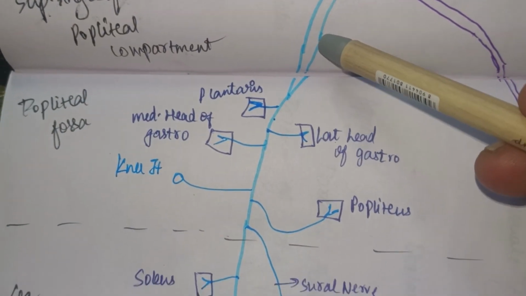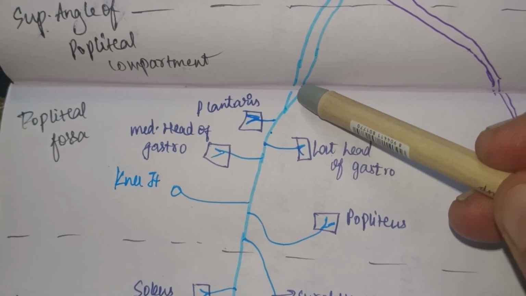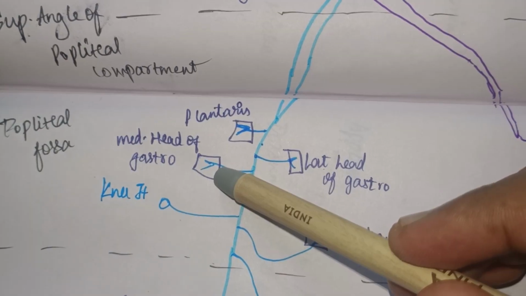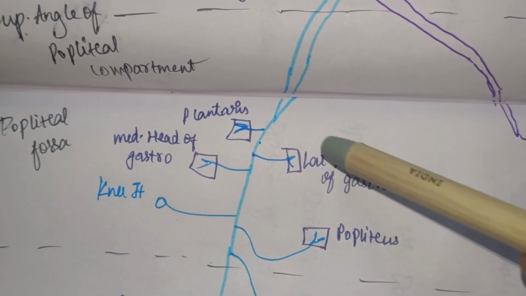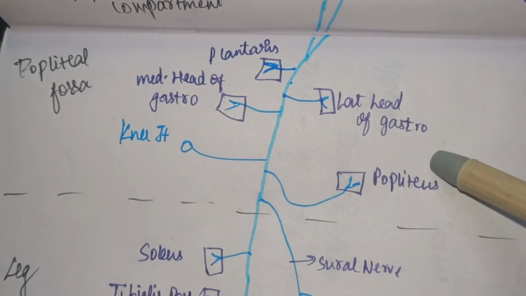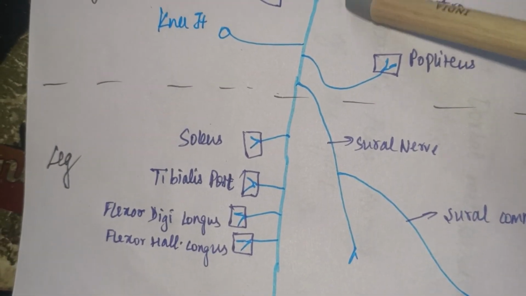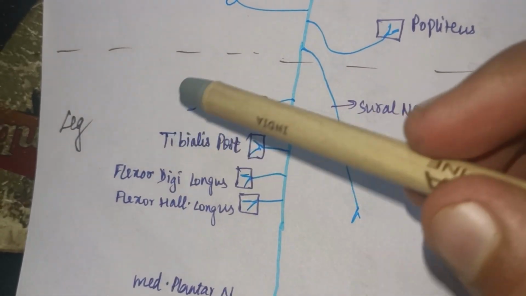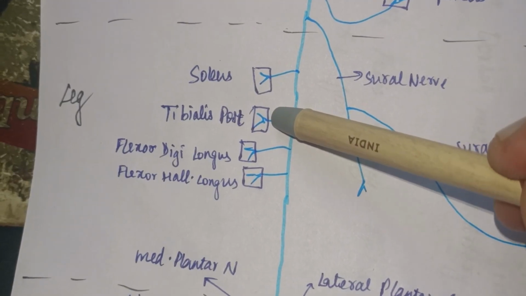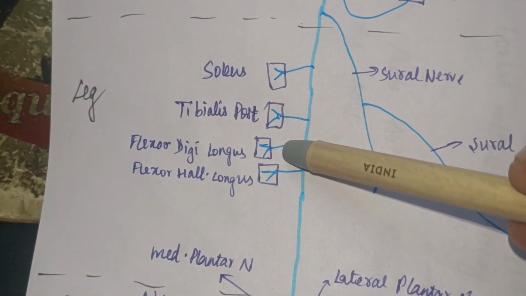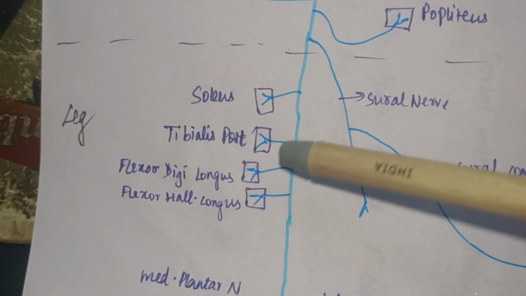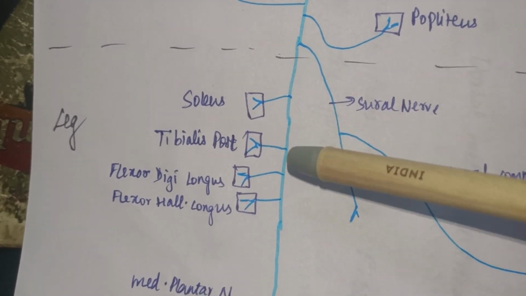Now let us see the tibial nerve. The tibial nerve in the popliteal fossa supplies the plantaris, medial head of gastrocnemius, and lateral head of gastrocnemius muscle. Okay, and also it supplies the knee joint and popliteus muscle. Now it moves vertically downward to the leg and supplies the soleus muscle, tibialis posterior, flexor digitorum longus, and flexor hallucis longus. You should remember here the tibial nerve supplies the flexor compartment.